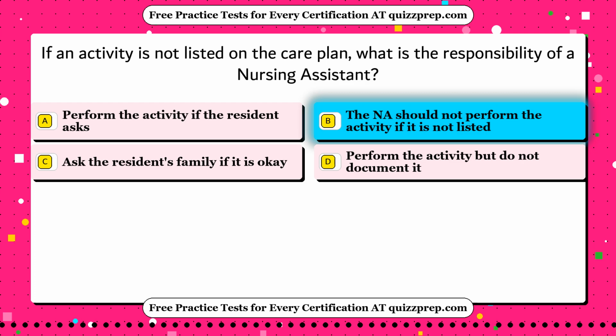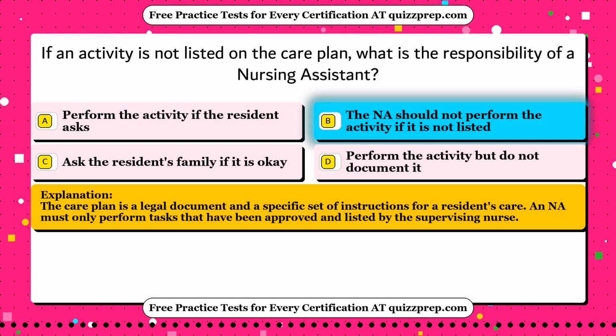The correct answer is option B, the NNAAP should not perform the activity if it is not listed. The care plan is a legal document and a specific set of instructions for a resident's care, and NNAAP must only perform tasks that have been approved and listed by the supervising nurse.